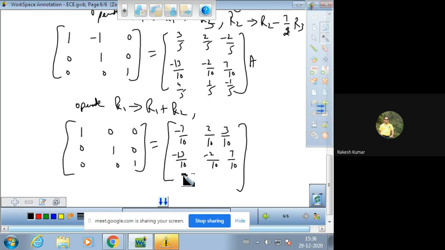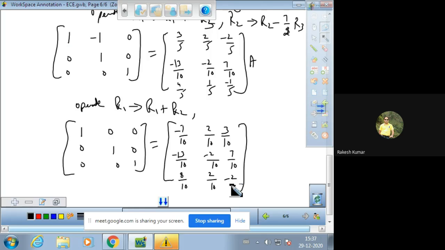And the last row is here we shall get 8 by 10, and 2 by 10, and minus 2 by 10. Now you just see, understand this. The last row I am going to change.